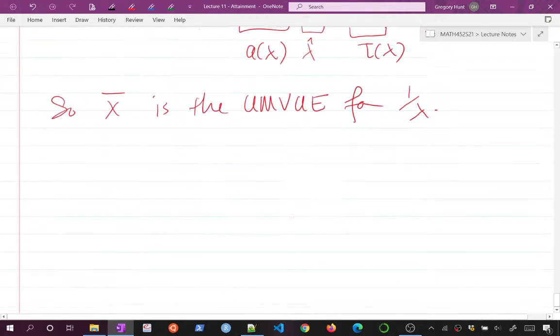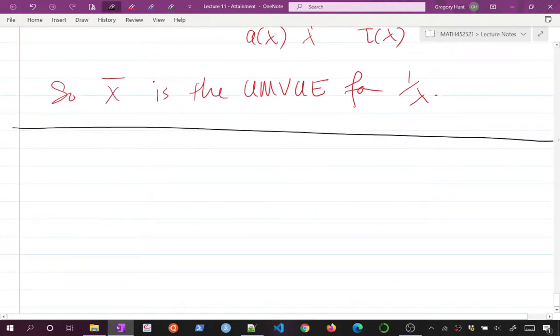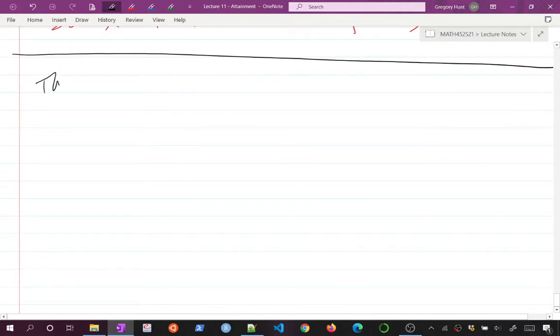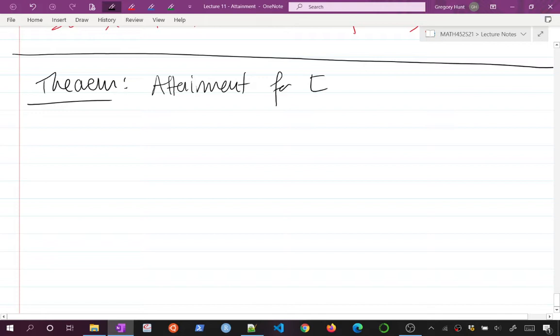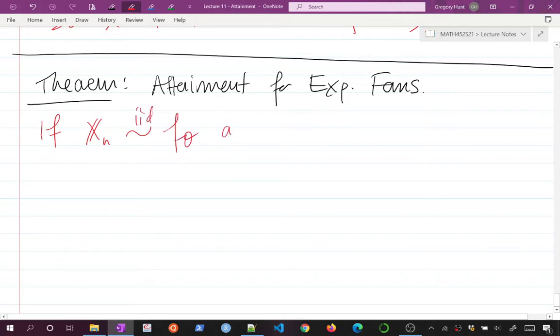Okay, so to wrap this all up, we're going to bring this back to our favorite family of distributions. And we'll write a theorem that says, maybe we'll call it attainment for exponential families. Attainment for exponential fams. So let's say I have my data. It's a random sample from some f theta, and f theta is an exponential family.